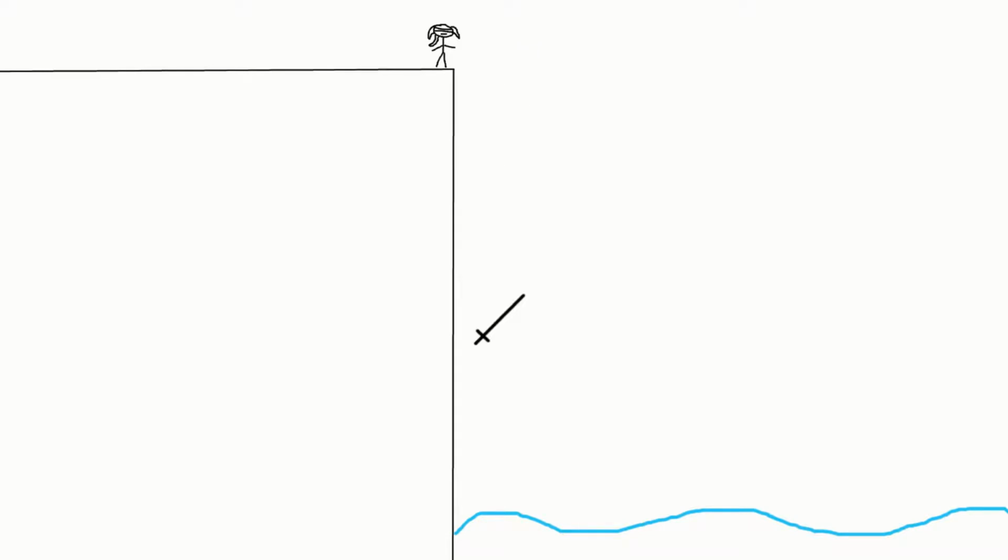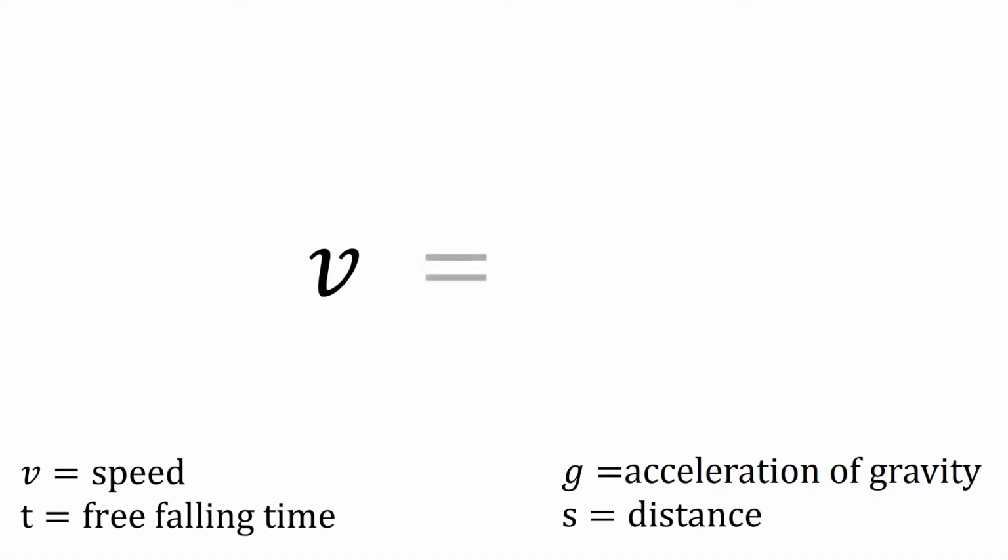Luckily, there's an easy method to calculating the height of an object using the free-falling time. Any free-falling object experiences acceleration due to gravity, meaning they get faster the longer they fall. The speed of a free-falling object is proportional to the time the object has been falling, with the acceleration of gravity being the constant of proportionality.